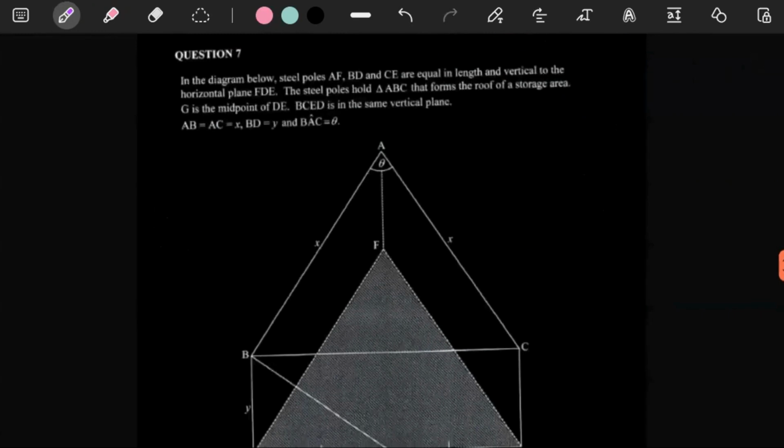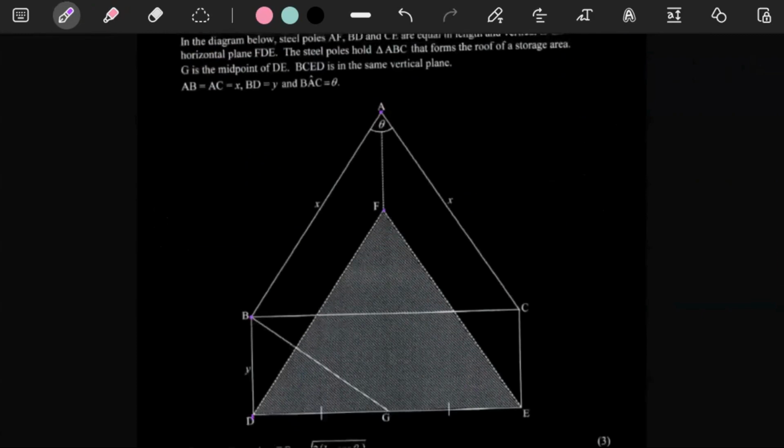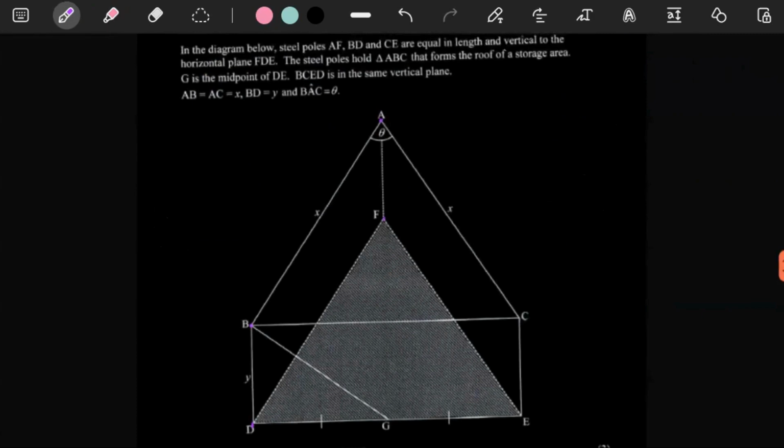Prelims whip. So it says here in the diagram below, steel poles AF. There's A and F here. There's BD, which they're saying is Y, the distance there. And then you have CE. And then they say they're equal in length. So if this is Y, this is Y, and this is Y, they're equal in length and vertical to the horizontal plane. So this is like the flat ground, and these are poles going upwards.